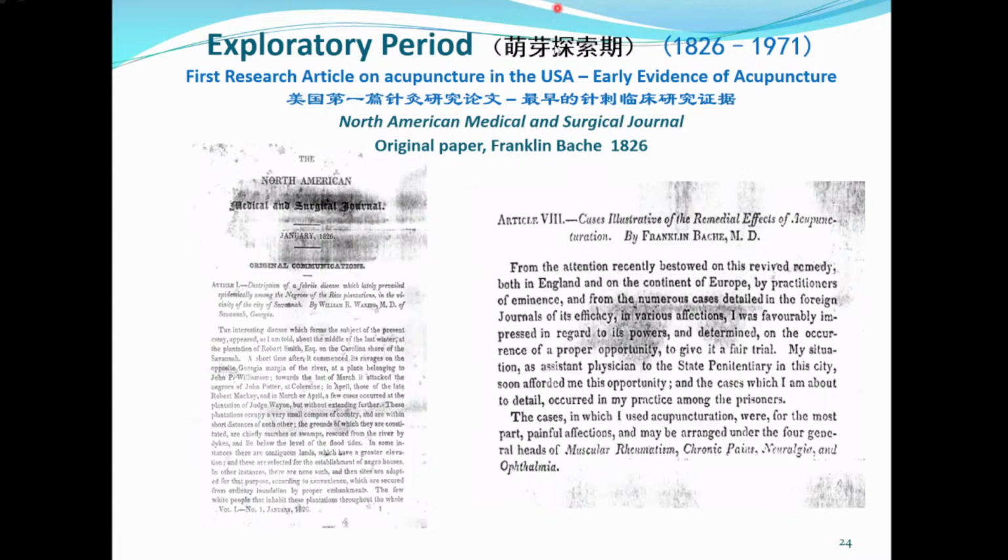Okay, first we mentioned 1826 as the start of the first period. This is because of the first paper published, a clinical observation by Dr. Franklin Bache, who was the doctor in the prison. He treated a prisoner with musculoskeletal pain, and published his observation in the North American Medical and Surgical Journal.